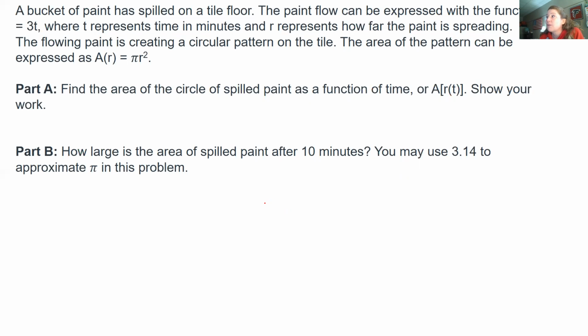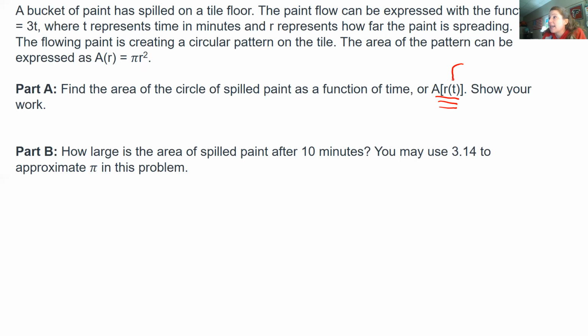The area of the pattern can be expressed as A = pi r squared. That's a lot, you guys. However, part A is going to help you. Find the area of the circle of spilled paint as a function of time. This is basically telling us what we're going to do. Show your work.